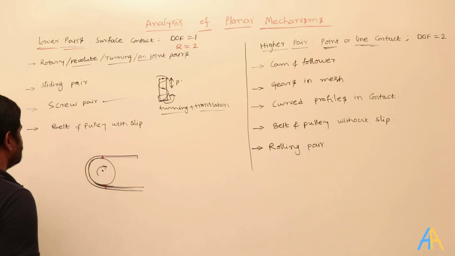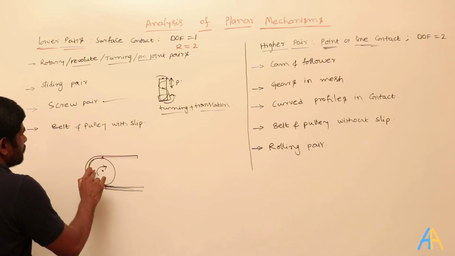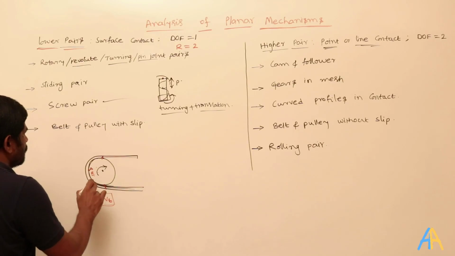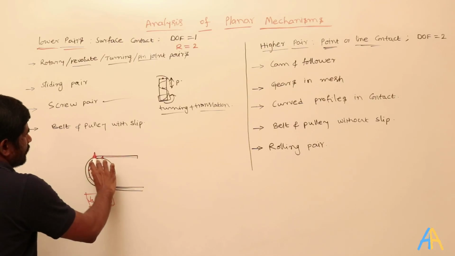So when there is no slip, what happened? Slip means, if this is here at this point, what happened? Point A is on the pulley and point B is on the belt. So if VA is equal to VB, then what is the meaning of that? There is no slip here. That means the belt is not slipping on the pulley.